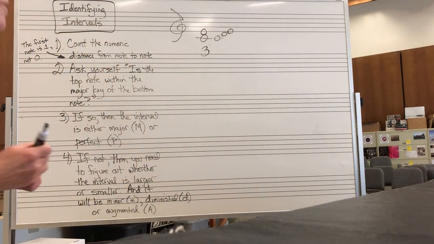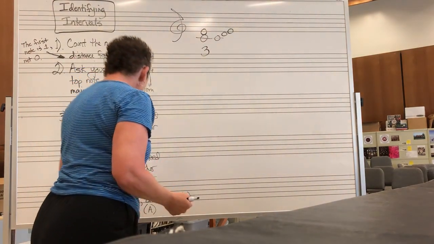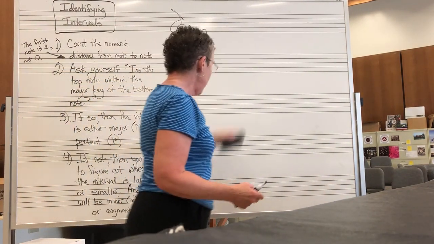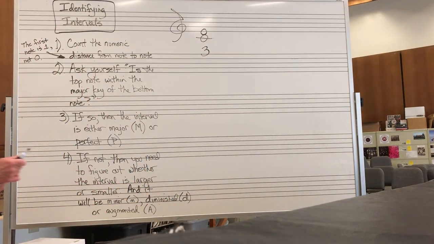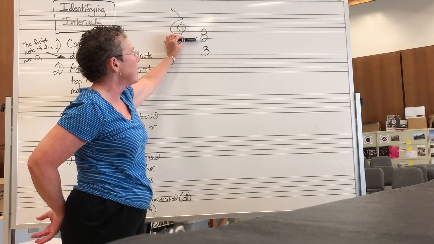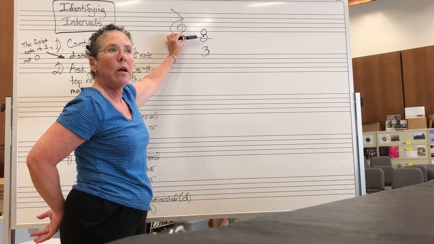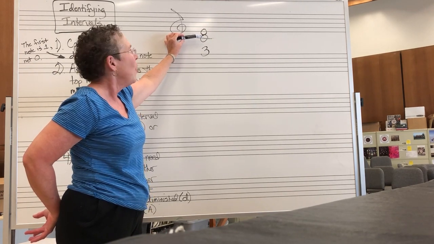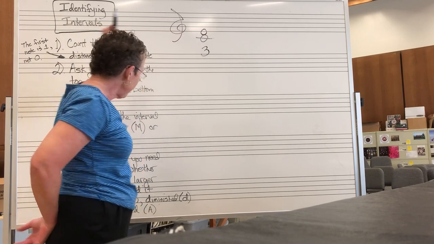I don't know yet whether it's a major third or a minor third or a diminished third or an augmented third. But I know that the numeric distance is 3. Then you ask yourself, is the top note within the major key of the bottom note? Is this top note part of a C major scale? Right? Our C major scale is all natural notes, right? So yes, indeed it is.